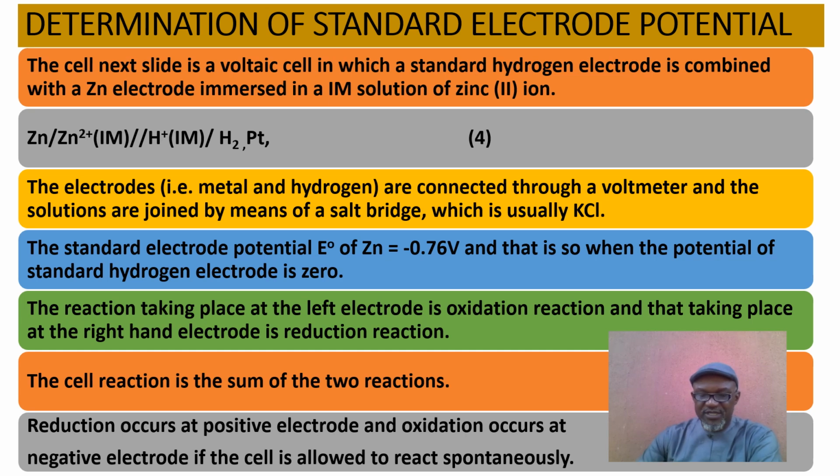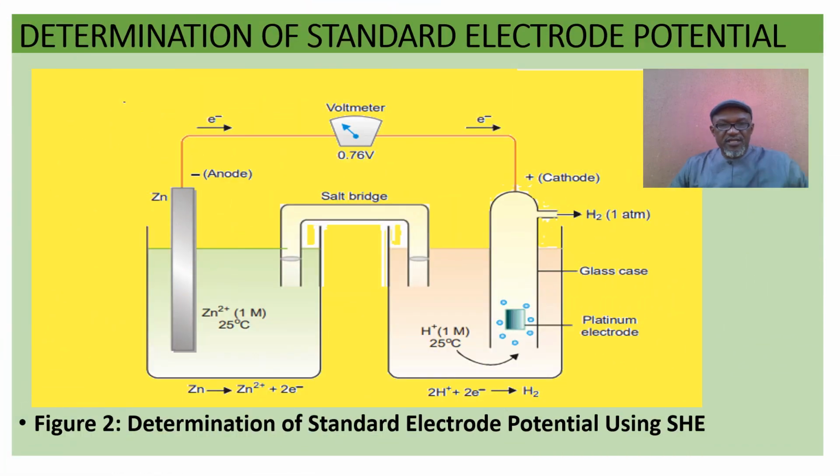Let's look at what is happening in the diagram. Next slide. Now look at zinc. Zinc oxidizes, releasing 2 electrons, which flow through the external circuit. In fact, this is almost the same as the Daniel cell, except that the copper right-hand electrode is now replaced by the standard hydrogen electrode. And you can see the connection.